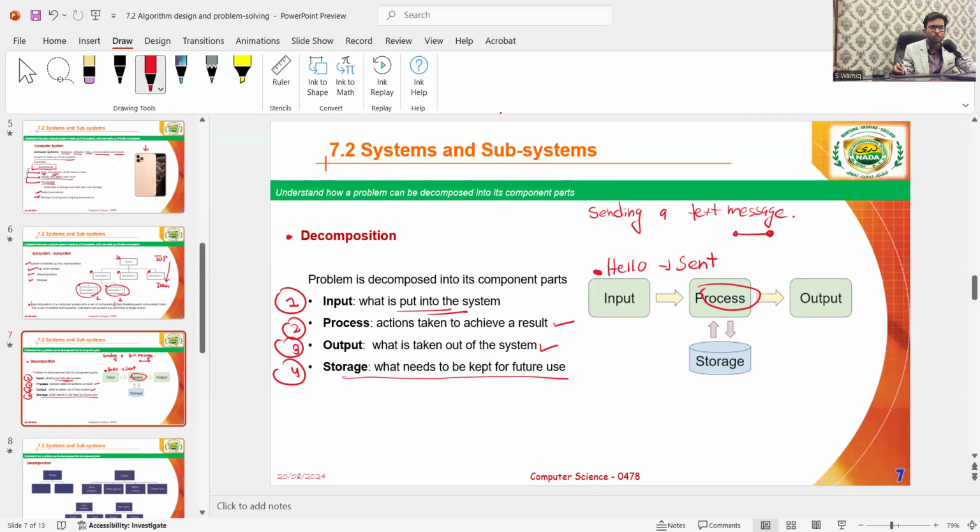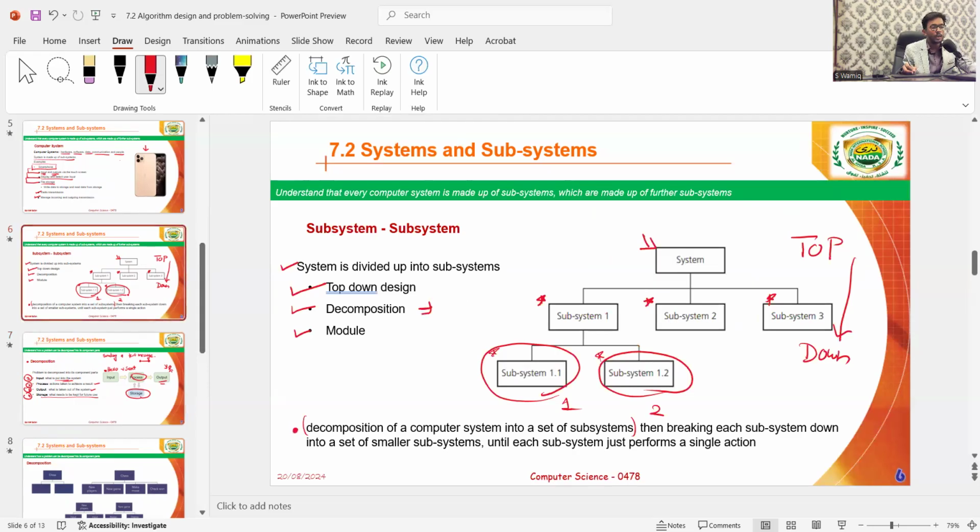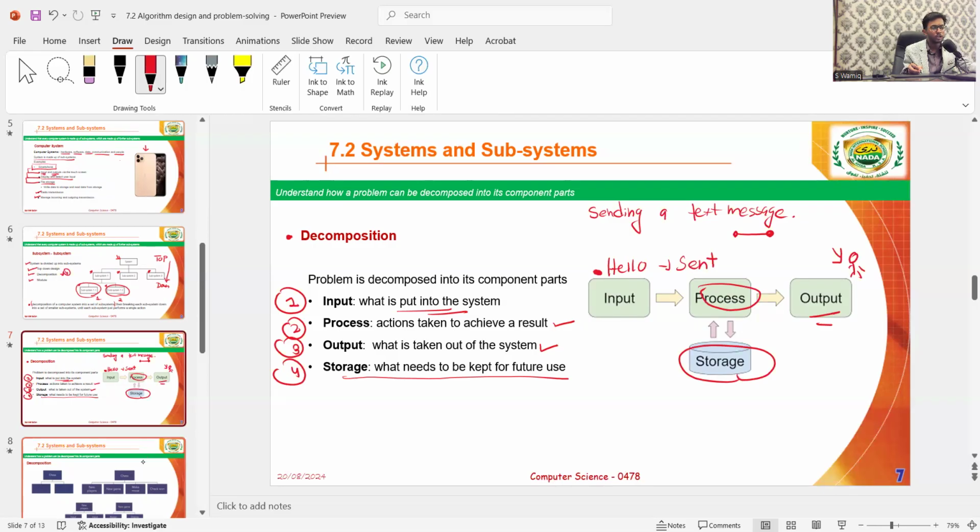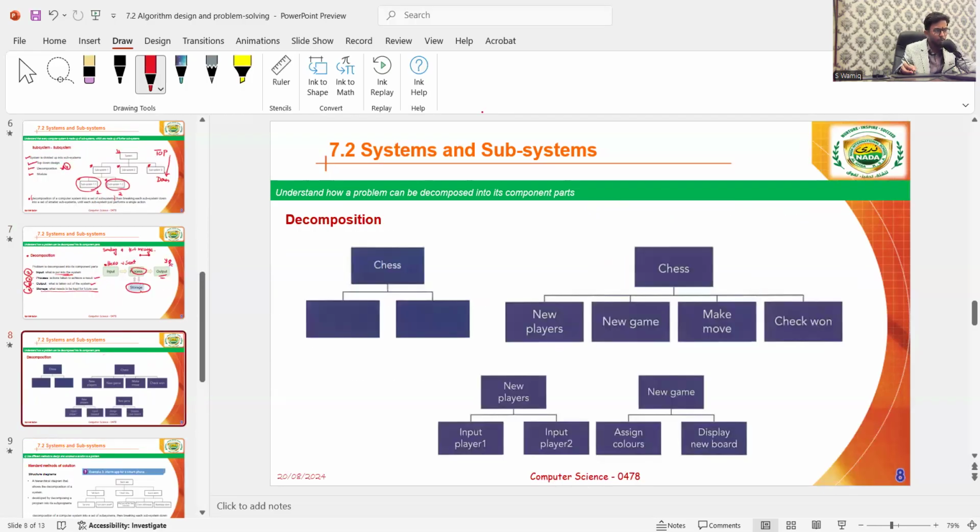At the same time, this message is going to contain some space that is going to be stored either in my hard drive or any memory storage. Now if it is received at the end where I want it to be received, this means that it has generated an output. So decomposition has four areas, right? Input, output, process, storage.